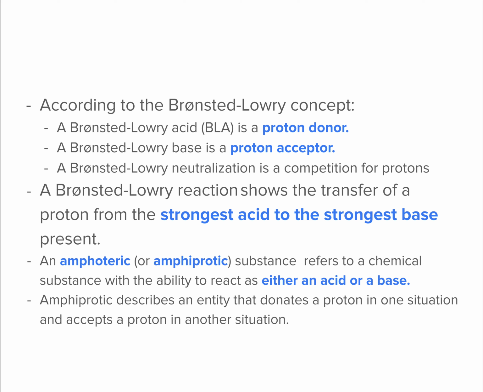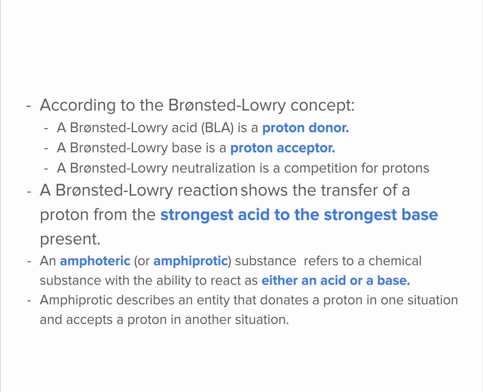So really, all Bronsted-Lowry acid-base reactions are some form of neutralization, just like other acid-base reactions we've learned about before. But instead of being between a strong acid and a strong base, we can now include weak acids and bases in these reactions. So it's just the strongest acid or the strongest base.